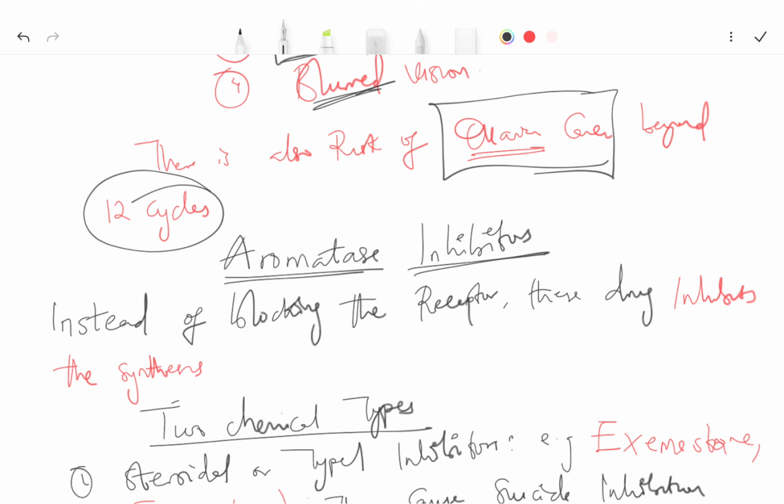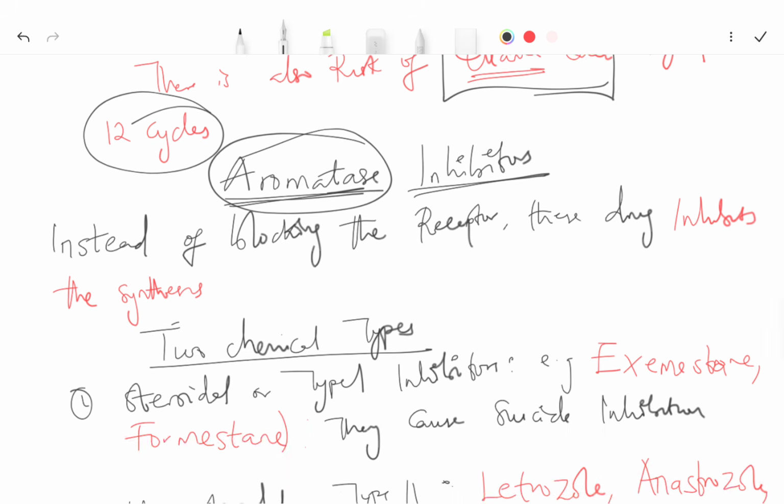Then again, another form of inhibition we can do is to inhibit the enzyme that synthesizes what, estrogen. That is called what? Aromatase. So the aromatase enzyme can be inhibited. So instead of blocking the receptor, we give this aromatase inhibitor to inhibit the synthesis of estrogen.